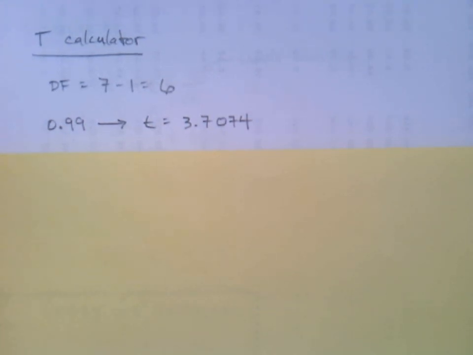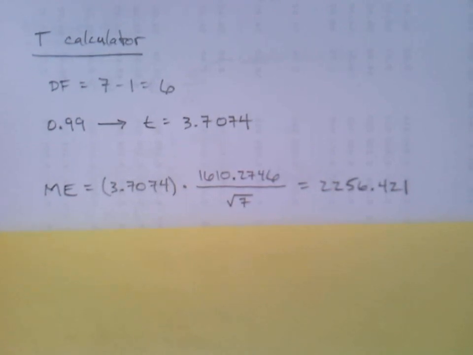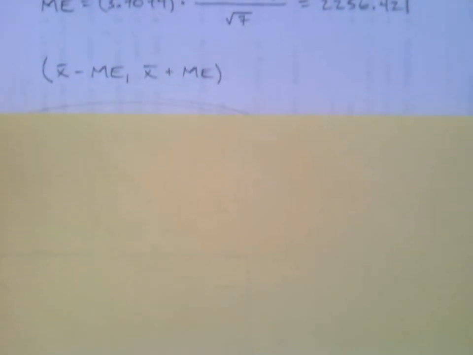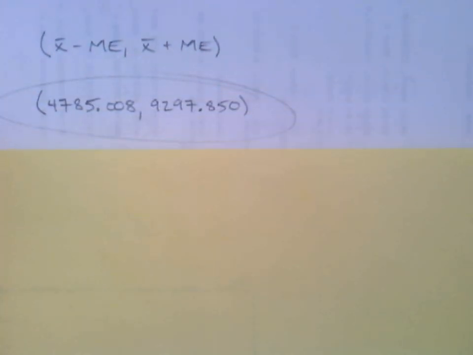And we're almost there. Now we've got X bar, we've got S, we've got N, we've got T. We can compute that margin of error. Right? Got my T, got my S, got my N. I came up with 2,256.421. Now there I rounded to 3 decimal places. And then to finish it off, we will add and subtract that with X bar. And I'm just going to jump right to the final answer.